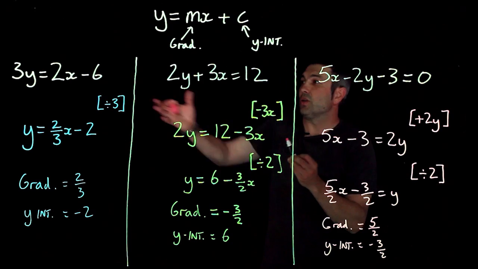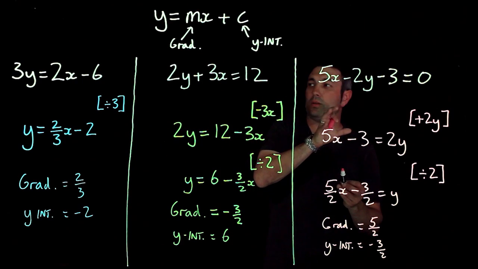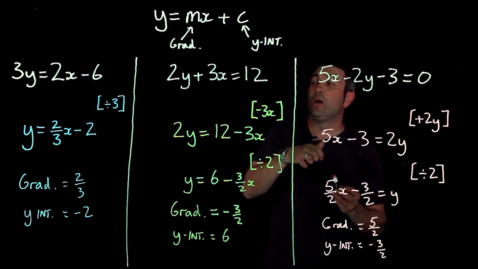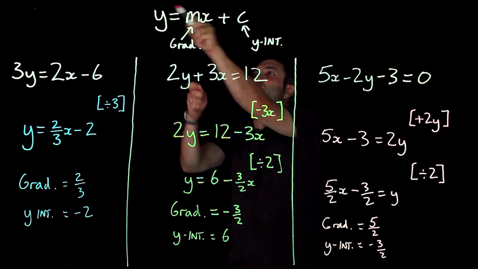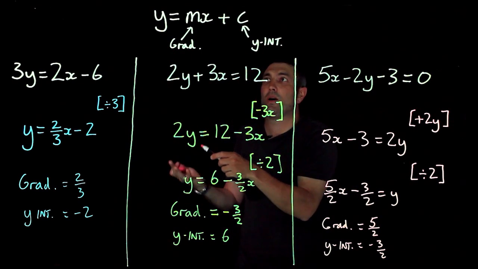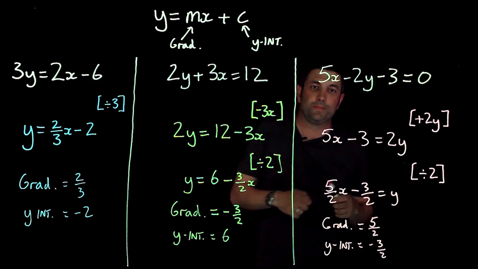So when you see something like this as equations of lines, and you're asked to find the gradient and the y-intercept, all you've got to do is get them in the form y equals mx plus c, with the y on its own and everything else on the other side.